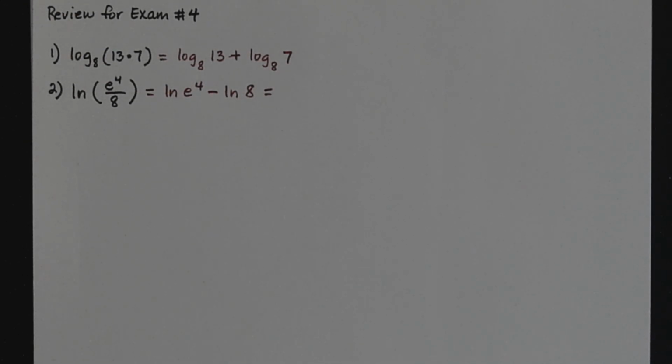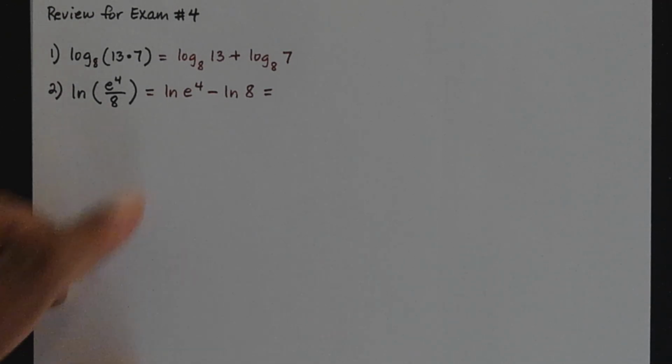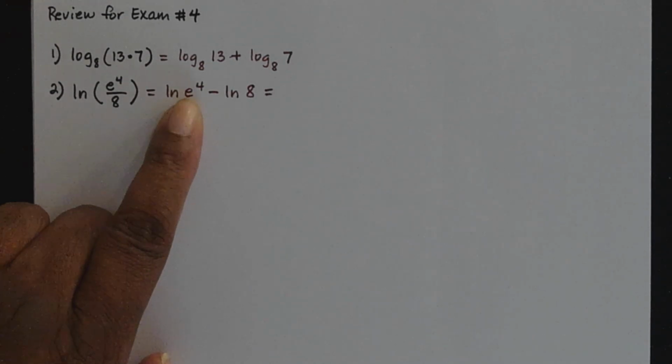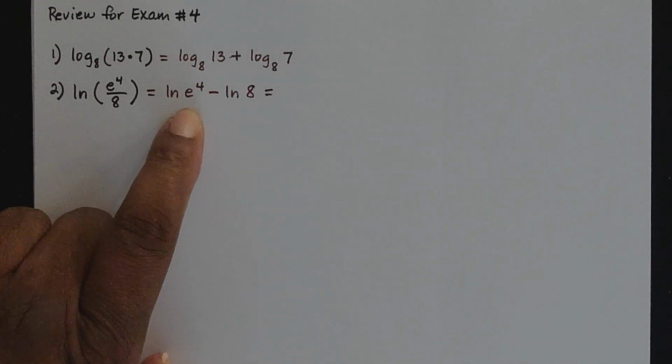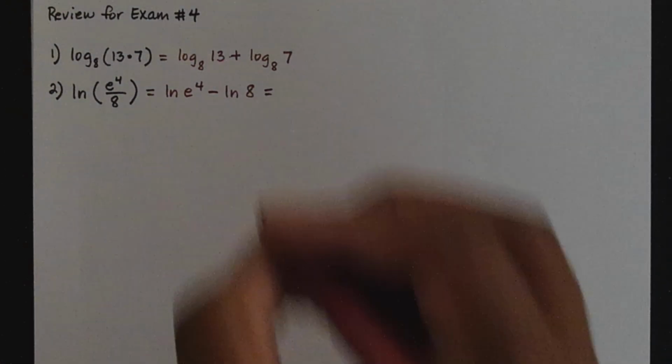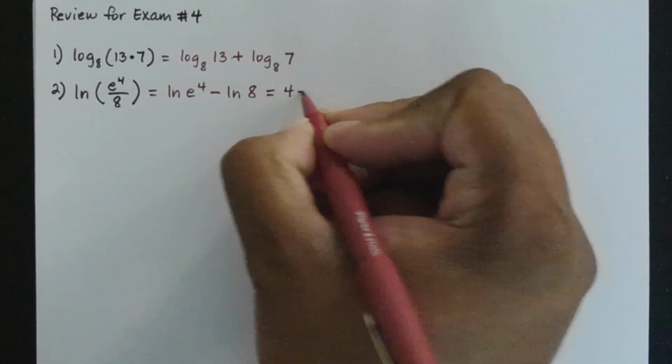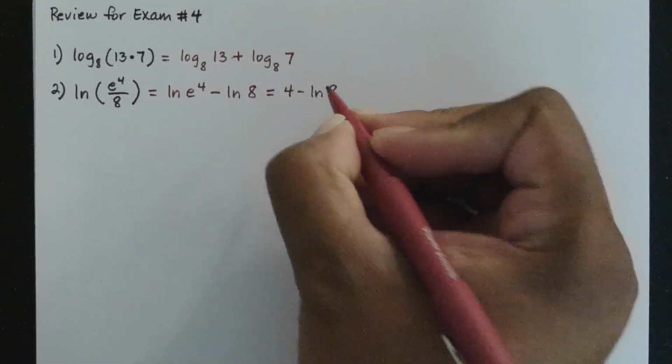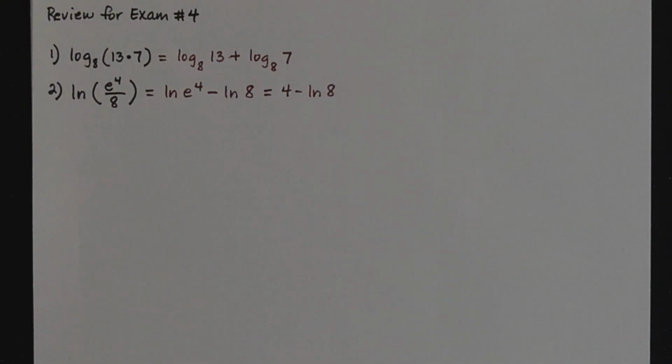And that means I can use one of the properties of natural logarithms, which states if I have the natural log of e to whatever my exponent is, it is equal to that exponent. And that's because ln and e are inverses of each other. So what would ln of e to the 4th be equal to? 4. So I have 4 minus ln of 8. And I will go no further than that. So ln of e to the 4th divided by 8 will simplify as 4 minus ln of 8.